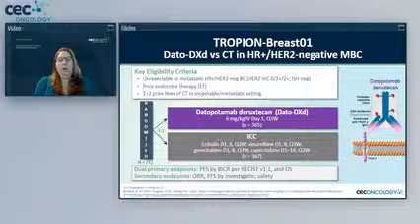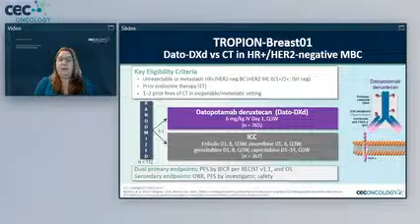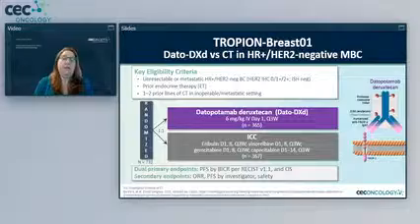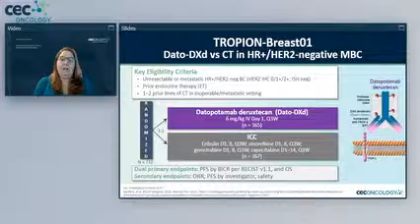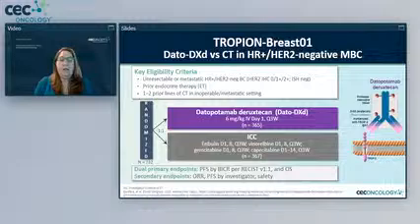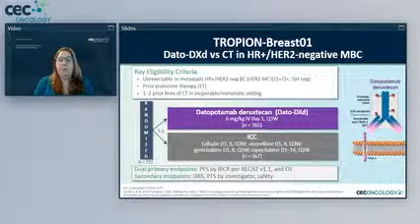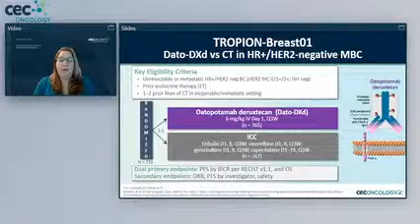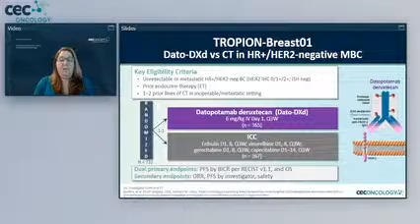Now, the TROPION-Breast01 looked at Dato-DXd versus chemotherapy in hormone receptor positive and HER2 negative metastatic breast cancer. The key eligibility criteria were unresectable or metastatic hormone receptor positive and HER2 negative breast cancer, prior endocrine therapy, and 1 to 2 lines of prior chemotherapy in the inoperable metastatic setting. Again, this was randomized 1-to-1, Dato-DXd versus investigator's choice of chemotherapy. The primary endpoints were progression-free survival and overall survival, and secondary endpoints were overall response rate, progression-free survival, and safety.